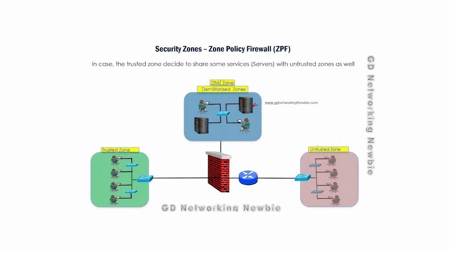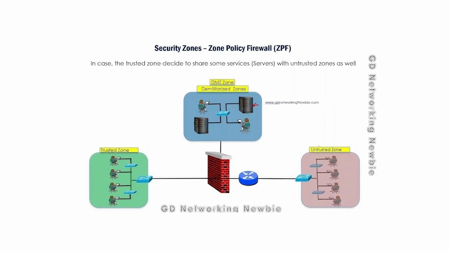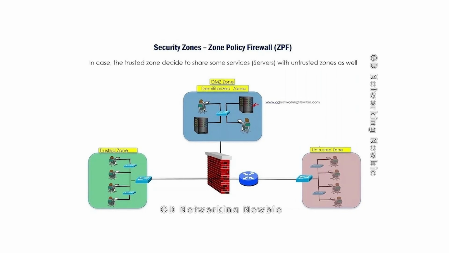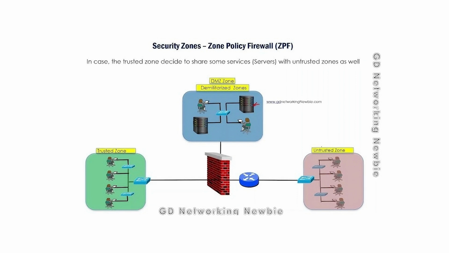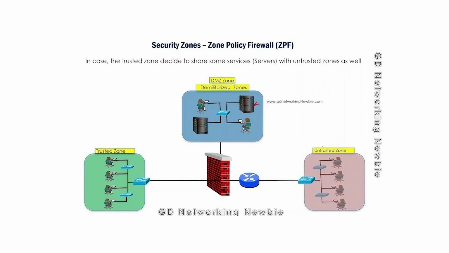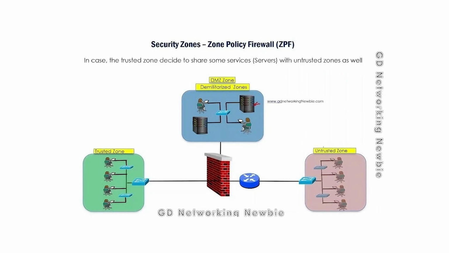3. A demilitarized zone, or DMZ, also known as a screened subnet, is a security zone that lies between a trusted and untrusted zone. It protects an organization's private network in a trusted zone from untrusted traffic, having a higher trust level than an untrusted zone, but lower trust level than a trusted zone. Common examples of devices placed in a DMZ include a web server, an email server, or a DNS server.